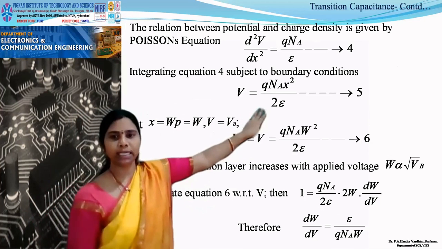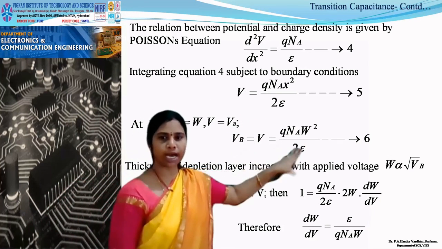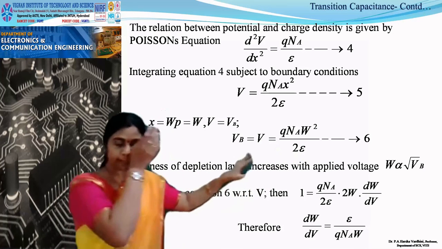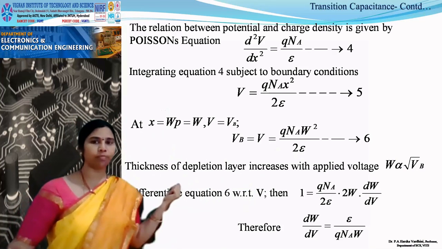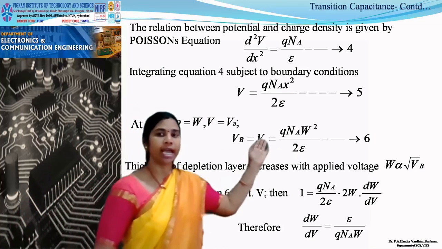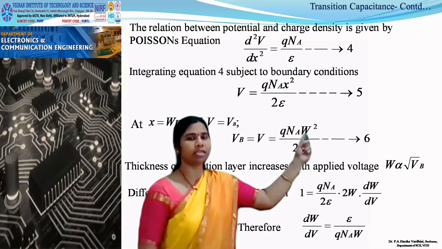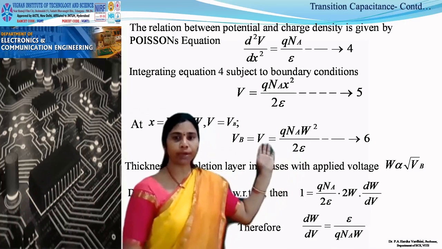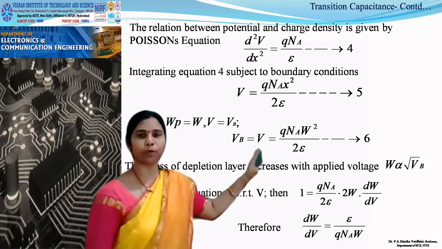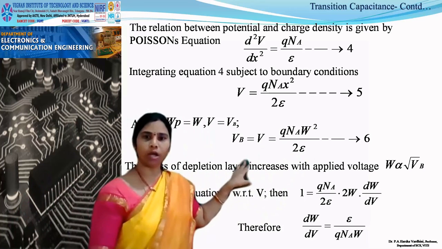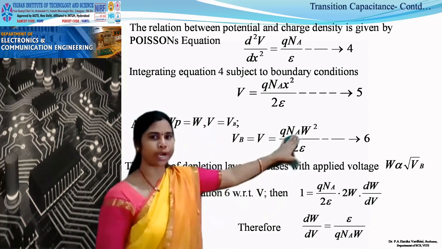Now, replace the terms in the fifth equation. You will get QNa W square by 2 epsilon. So this is your sixth equation. This sixth equation shows the relation between the voltage and the width of the depletion layer. How are they related? Width is proportional to the square root of voltage. This is an important bit. You will be getting a few problems on this also. So this is an alloy junction: V is proportional to W square.